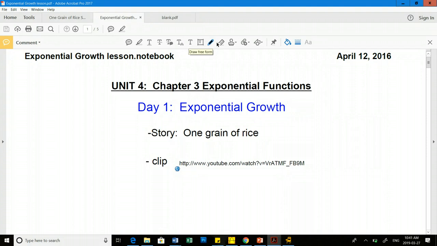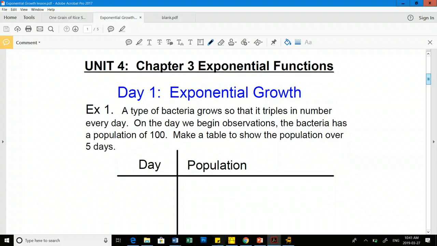All right, so we talked about our story, One Grain of Rice, and we watched our little clip to give us an intro to what we're talking about. So I want to talk about some of the other applications today, and then how we can create an equation to represent some of these scenarios. Okay, so we'll start with a basic example here.